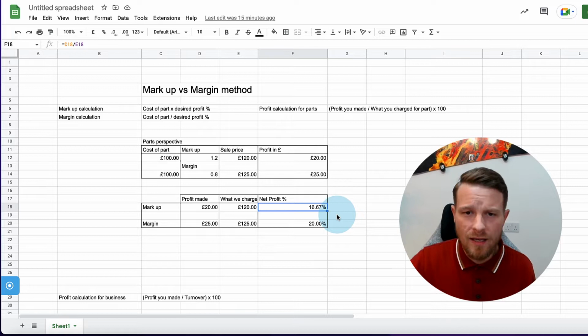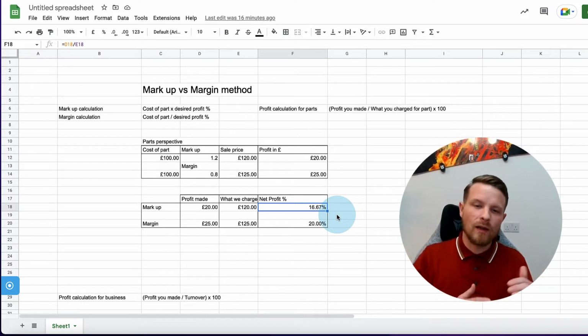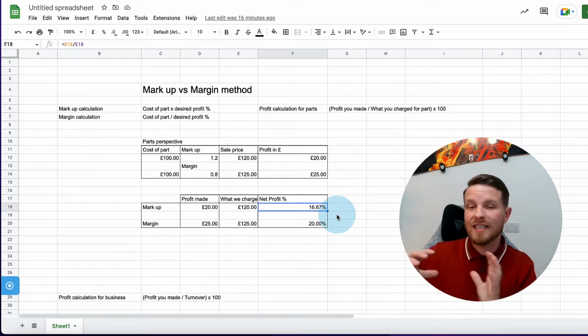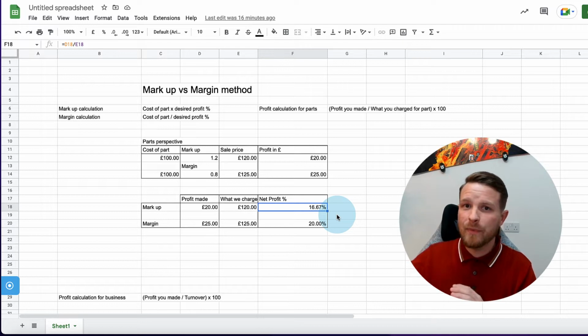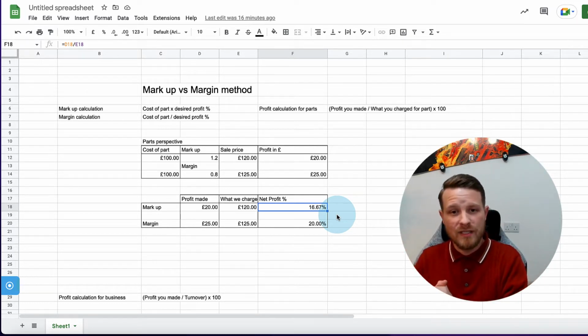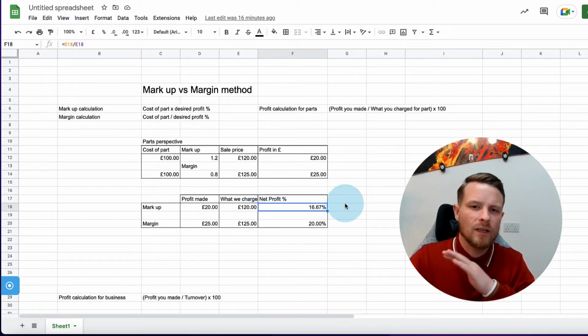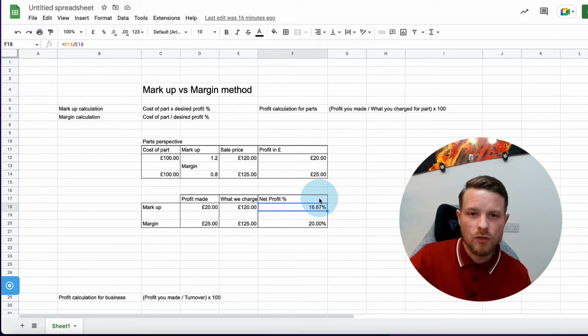So what's happened there, right? This is the problem: when you reverse it and do the proper calculation, the profits change. And this is how it's calculated from an end of year business perspective. You look at your turnover, you look at your profit, and you get given a percentage. But anyway, right now we're talking about parts. So it comes out lower than what you actually wanted it to. So what do we need to do?